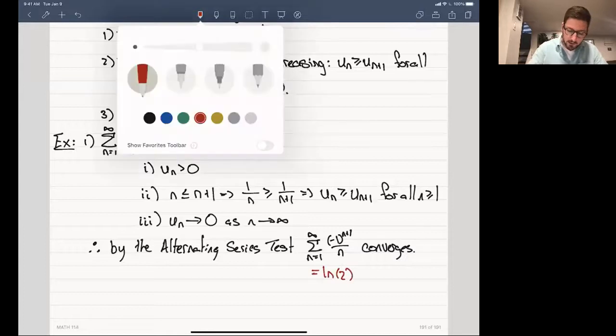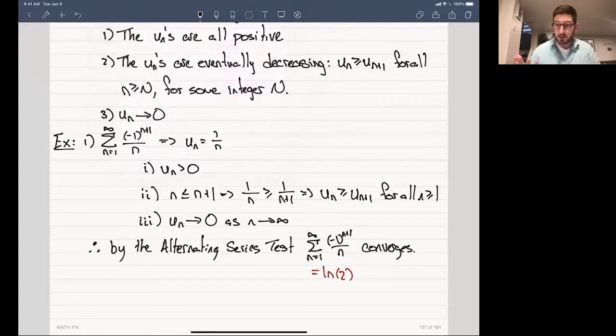That's going to require some work on power series, which will be the subject of some coming videos. But nonetheless, I'll give you a sneak peek. We'll talk about this. This thing converges to ln 2. So it's kind of exciting.